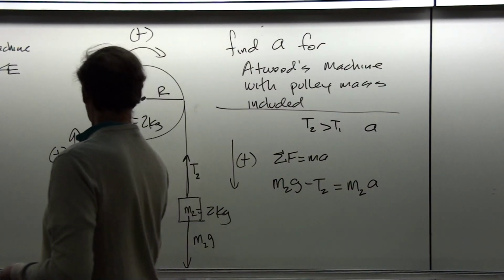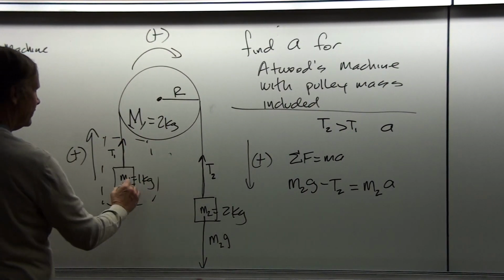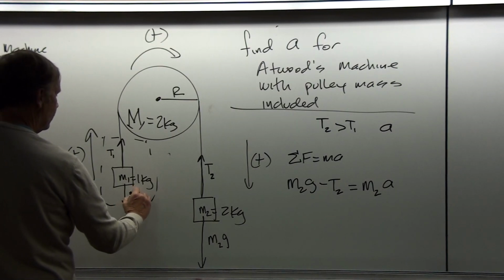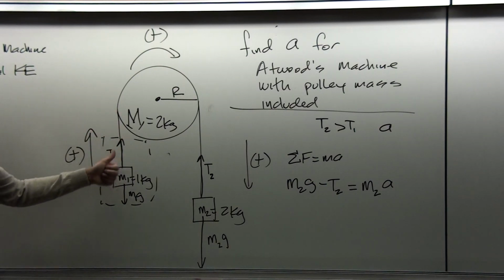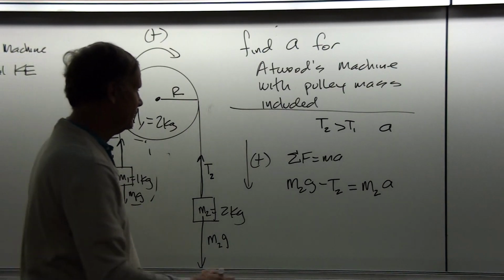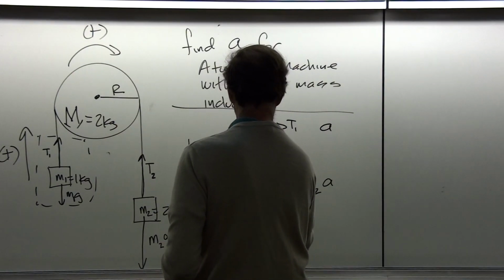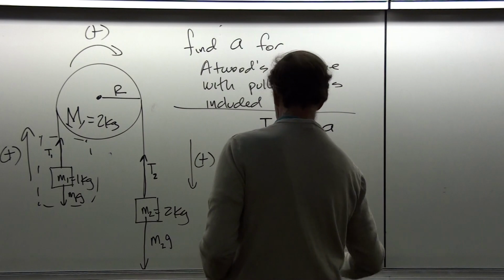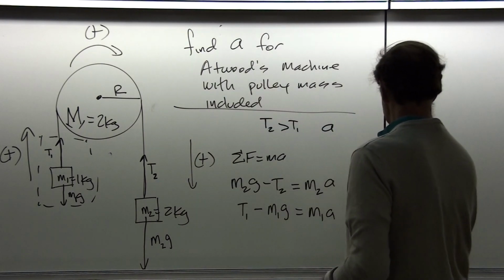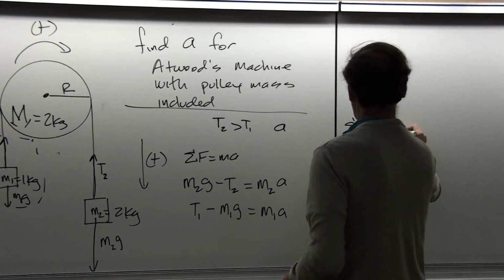And then for mass 1, we'll define the positive direction as up, which means that even though T1 is smaller than T2, it also has to be bigger than M1G. Because that's the only way for the M1 mass to accelerate upward, is to have T1 be greater than M1G. So for M1 then, we've got T1 minus M1G equals M1A. So those are our force equations, but we also have a torque equation. Sum of the torques equals I alpha.